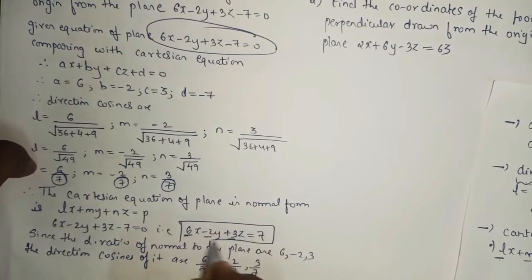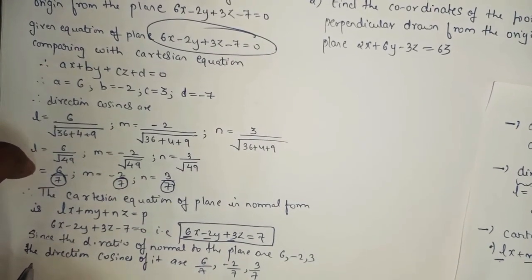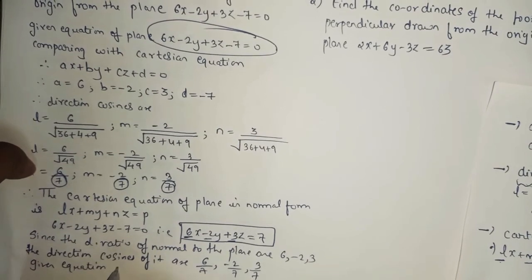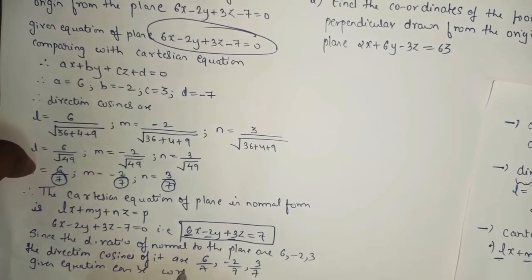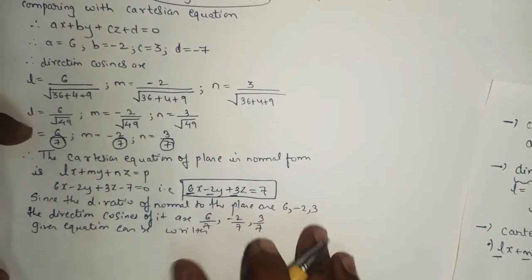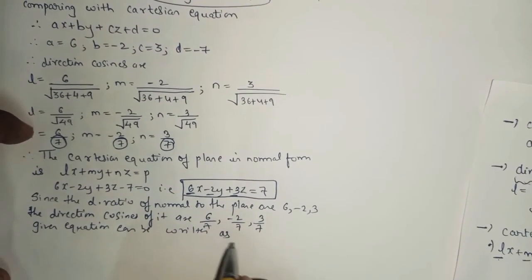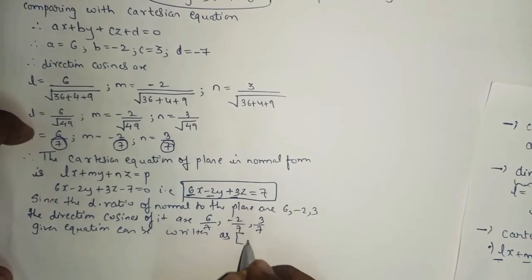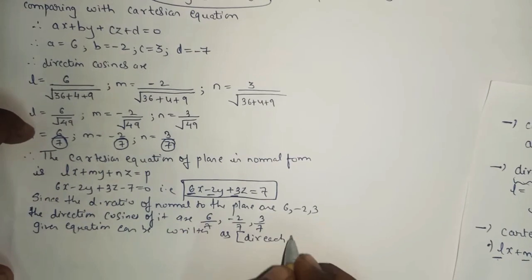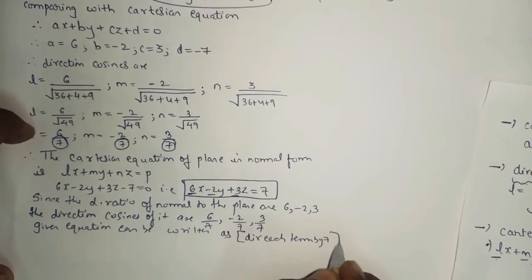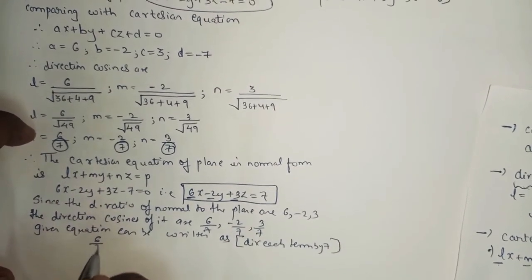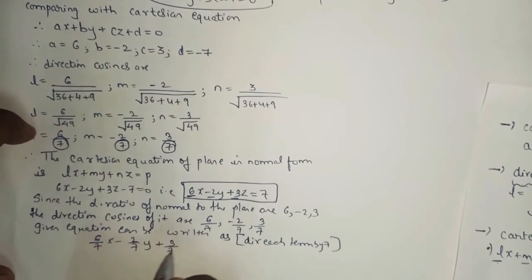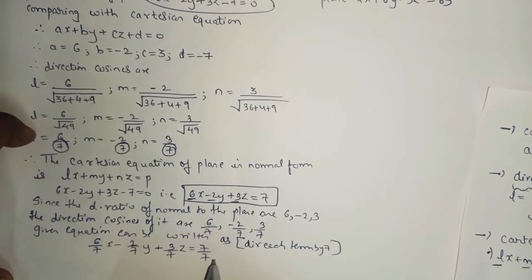So this given equation can be written as, simply divide each term by 7. Divide each term by 7. So here you will get 6 upon 7 x minus 2 upon 7 y plus 3 upon 7 z equals 7 upon 7.